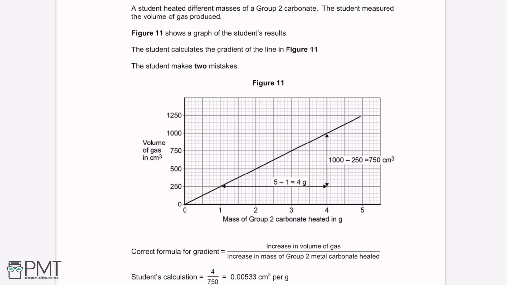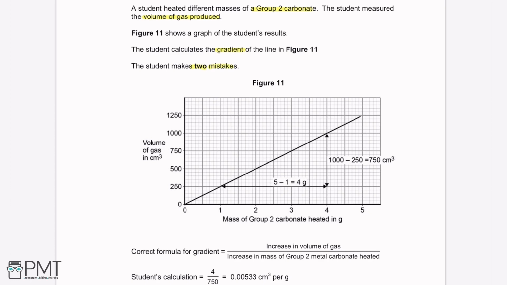A student heated different masses of a group 2 carbonate. The student measured the volume of gas produced. Figure 11 shows a graph of the student's results. The student calculates the gradient of the line, and the student makes 2 mistakes.